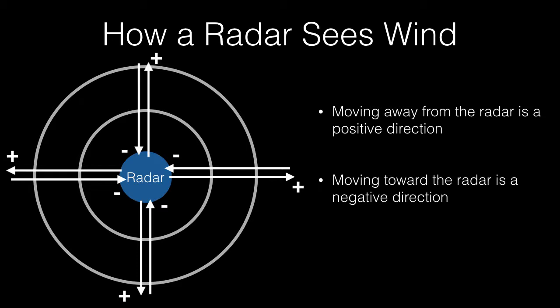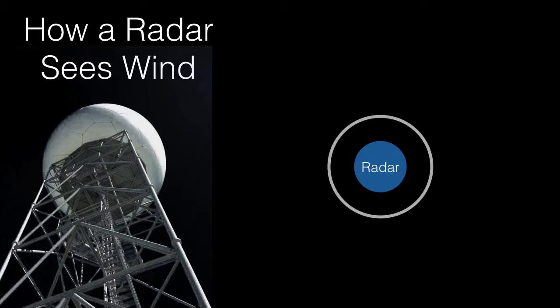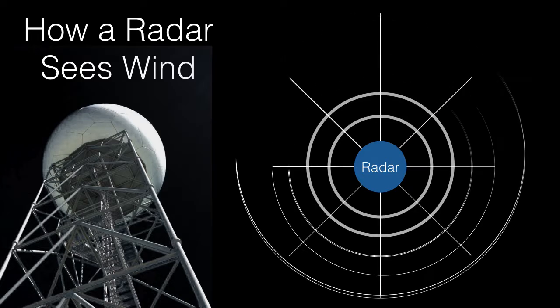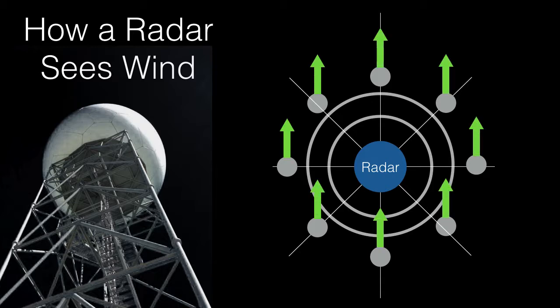If it's moving away from the radar, we assign that as a positive direction. But if it's moving towards the radar, we assign that the negative direction. To make that a little more concrete, we're going to go through these examples here. We're going to take these 8 points and assign a uniform wind vector to the north.